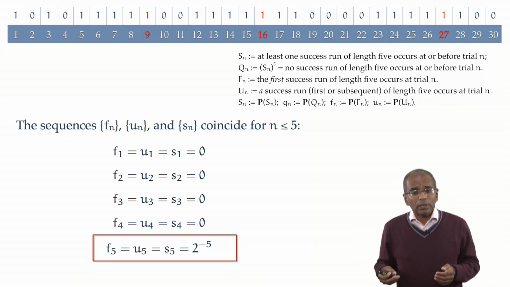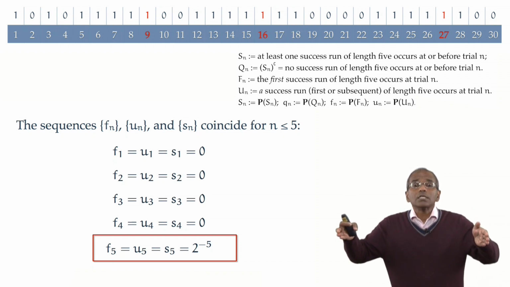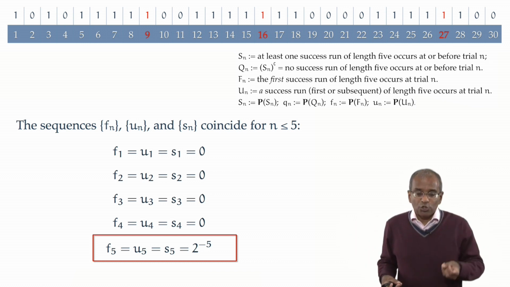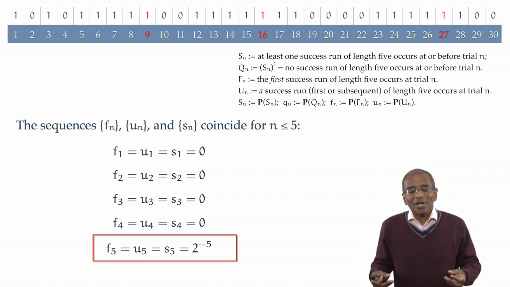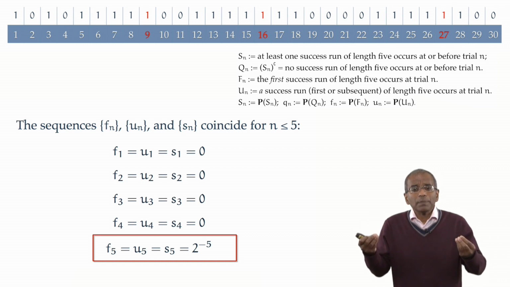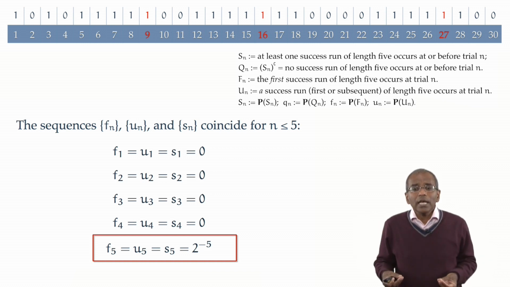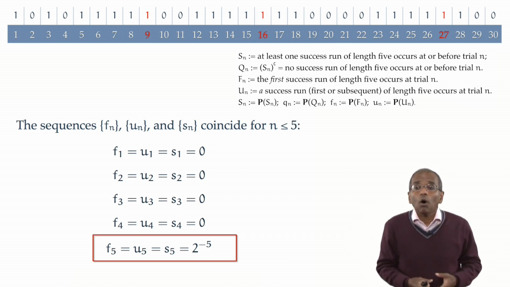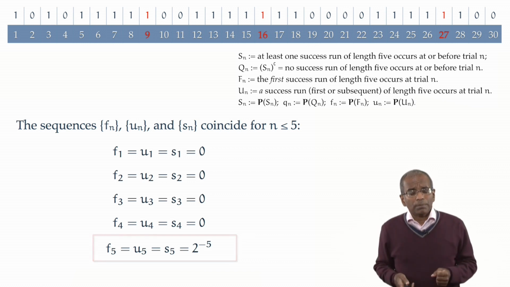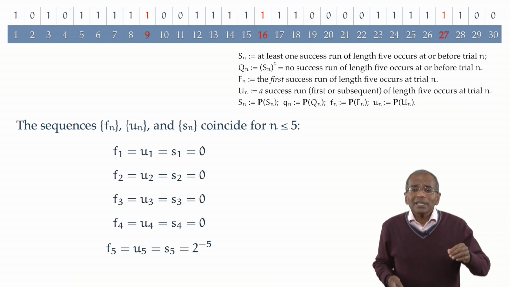What about the possibility of a success run at trial 5? Well, of course, this is possible. And there's only one way in which this can be accomplished, and that is if one starts with a sequence of 5 successes, 5 ones in a row. And the moment this happens, we'll have triggered a first success run, in fact the only possible success run, at trial 5. And the probability of this, because we are dealing with repeated independent trials, is naturally 1/2 times 1/2 times 1/2 times 1/2 times 1/2, or 2 to the power minus 5. Nice and simple.